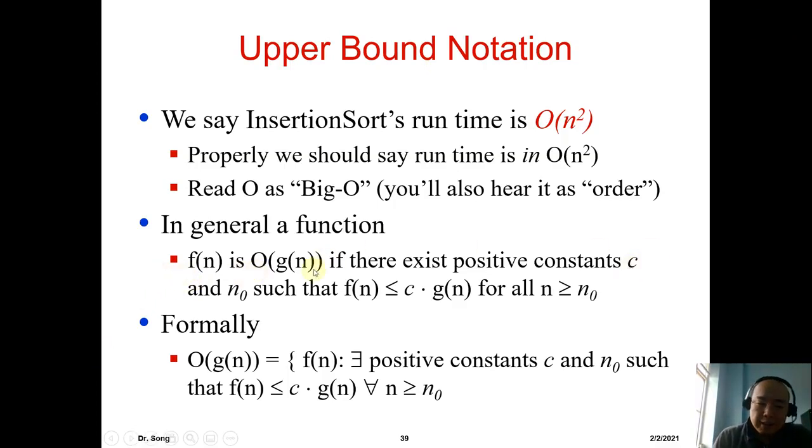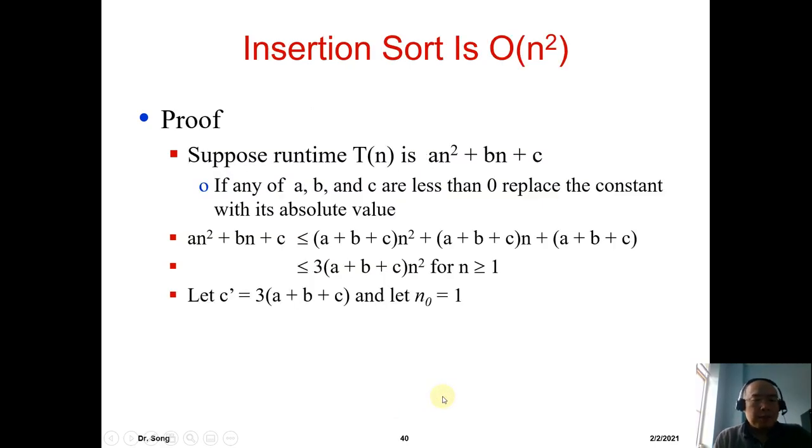that there should be a constant c and a constant n0, where f(n) is smaller than or equal to c multiplied by g(n) for all positive values when n is greater than n0. Okay, and if you want the formal definition, it says there exist a positive constant c and n0 such that f(n) is smaller than c multiplied by g(n) for any n greater than n0. Okay, so this is the formal definition of big O, but it may still look confusing, right?